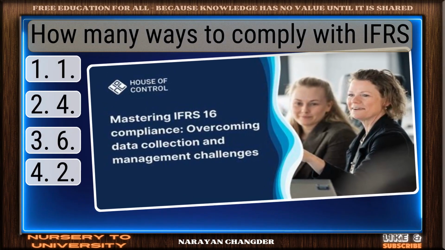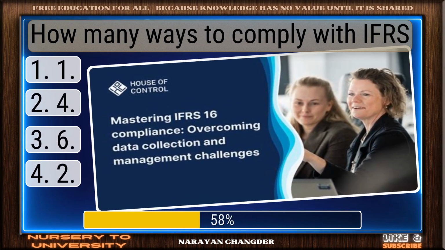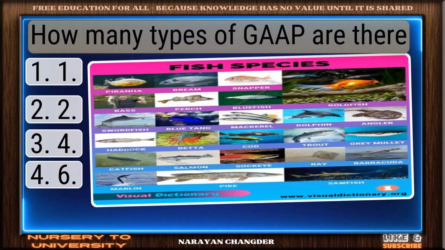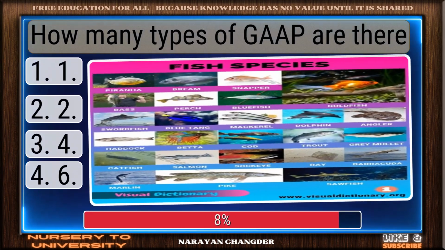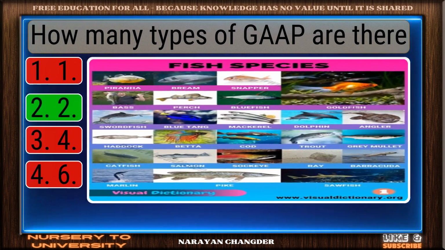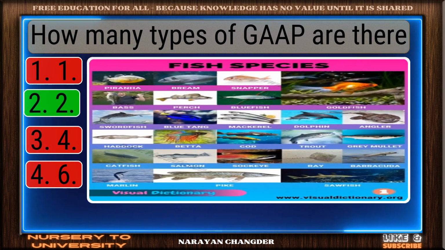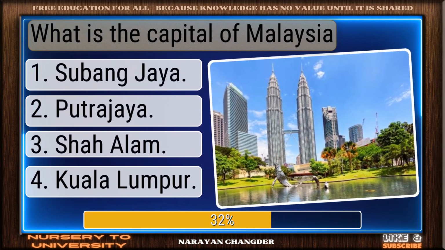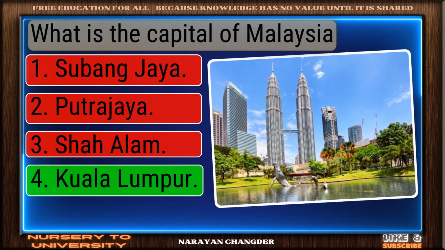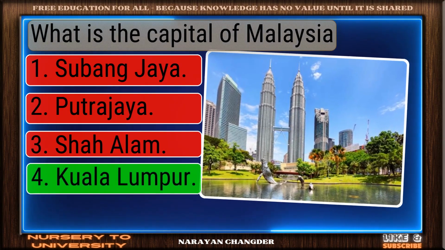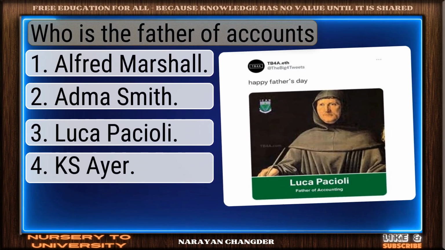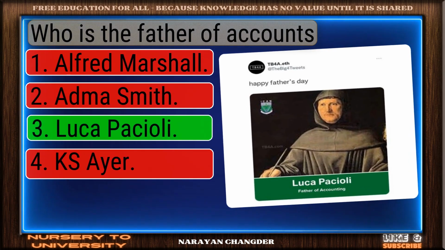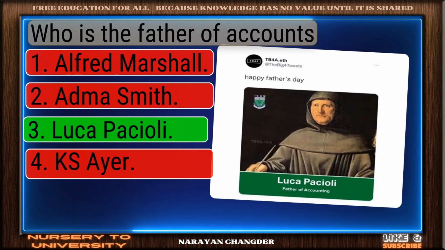How many ways to comply with EFIRS? Right again. 2 is a valid answer. How many types of GAAP are there? Correct. 2 is the right answer. What is the capital of Malaysia? Valid point. Kuala Lumpur is true. Who is the father of accounts? Great thinking. Luca Pacioli is the right choice.